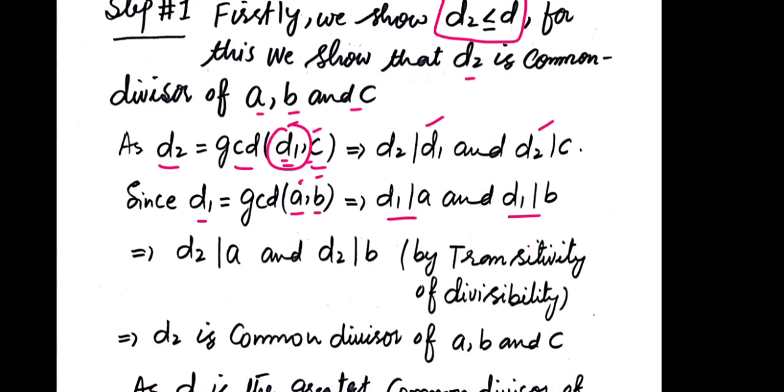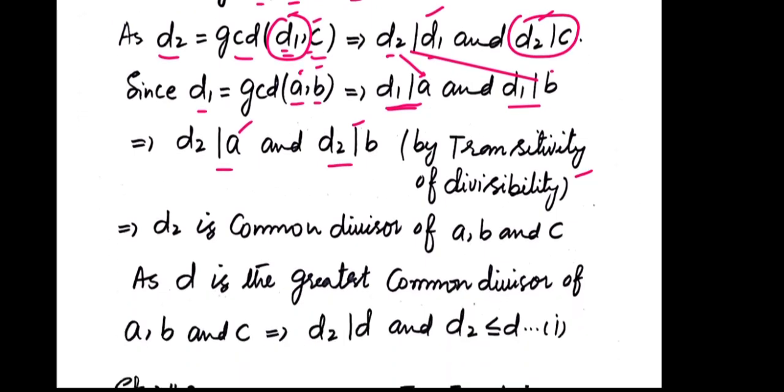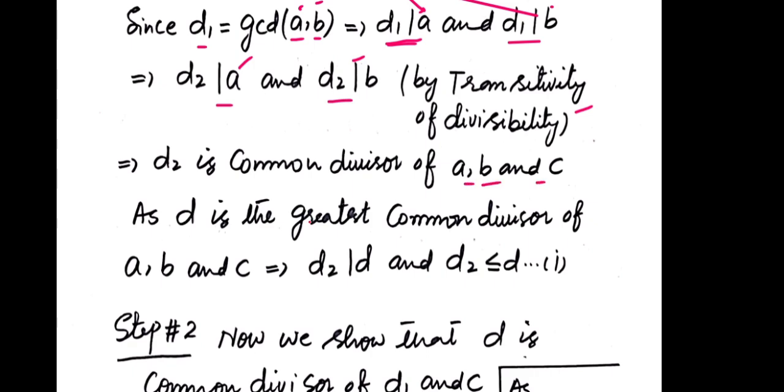By using the transitive property of divisibility, which says if D2 divides D1 and further D1 divides A, it means D2 divides A. Similarly, D2 divides D1 and D1 divides B, it means D2 divides B. So D2 divides A, D2 divides B, and from here D2 divides C. It means D2 is a common divisor of A, B and C.